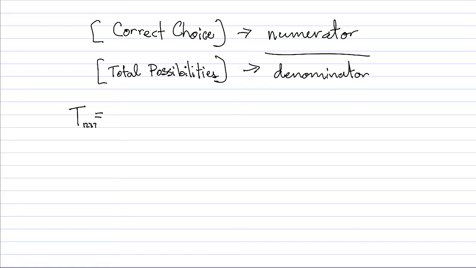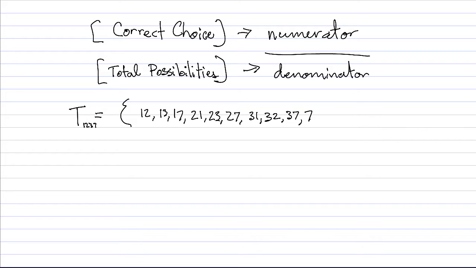So that set is 12, 13, 17, 21, 23, 27, 31, 32, 37, 71, 72, 73. So the number of elements in the set is 12. We've got three different 2-digit numbers for each of those 4 different chips, so we'd have 12 as our total possibilities.